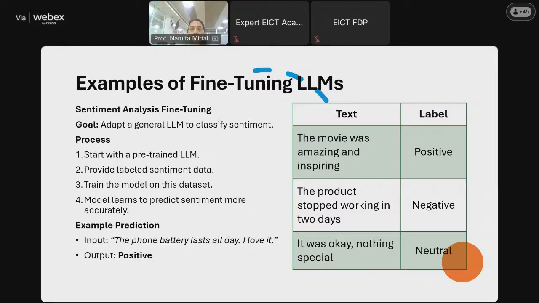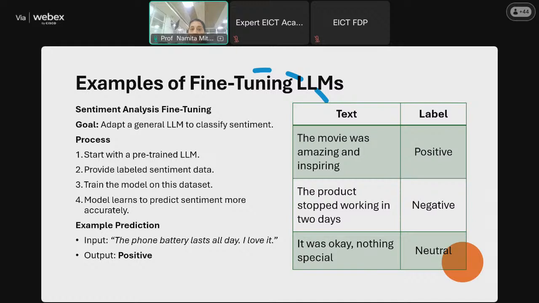So we have seen some examples. Let's take a question for you. Sentiment analysis fine tuning: what is the goal? Adapt a general LLM to classify sentiment. We have to take the general LLM and tune it on the basis of movie reviews. We have a movie reviews dataset, that is X and Y. X is our text and the label is Y. It is already there with us. Then the generic model will be tuned as per the new dataset given.